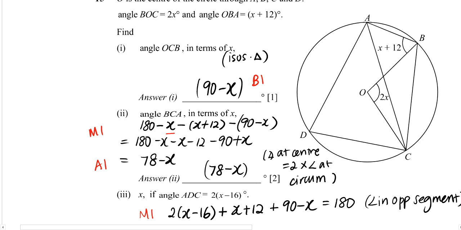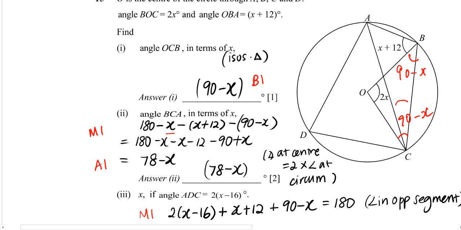Now from part 1, we realize that angle OBC is actually 90 minus x. So same for this, because they are isosceles triangles. It's an isosceles triangle and these are the base angles of the isosceles triangle. To find BCA, we can actually do 180 minus 2x, divided by 2, to get the answer for part 1.